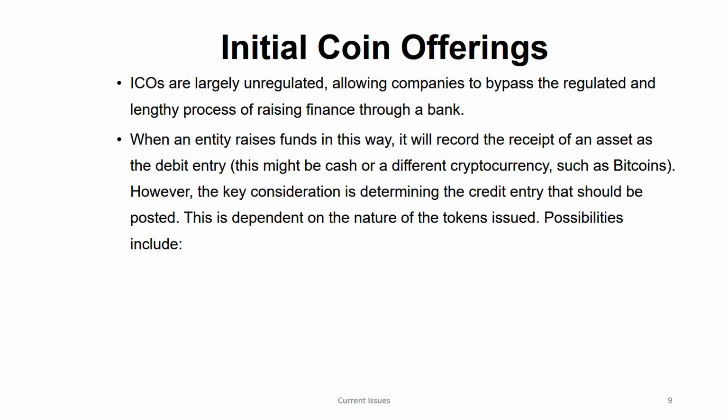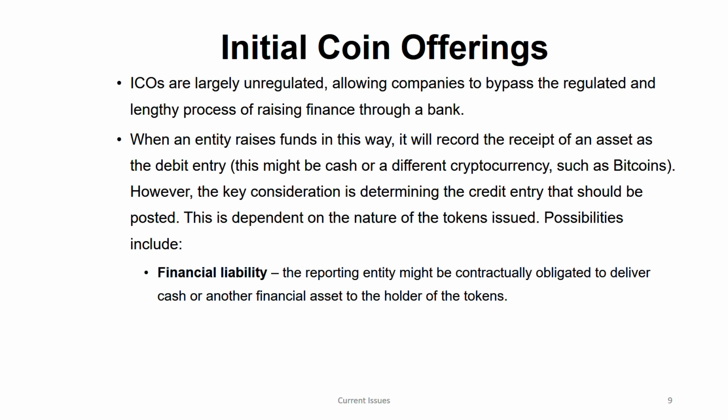The debit entry is there. But what about the credit entry? When something is debit, somewhere it has to be credit. Where is the credit? There is a consideration in determining the credit entry. It's not easy. The debit entry, you receive cash or cryptocurrency, but for the credit there is an issue. The credit entry that you are going to put depends on the nature of the tokens that are issued. So these are some possibilities.